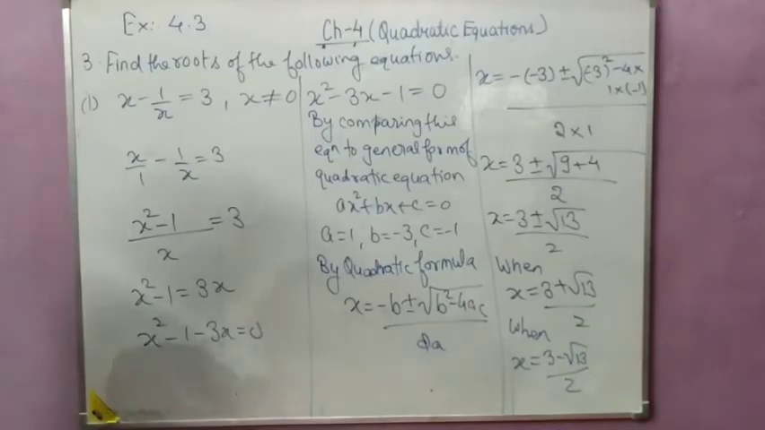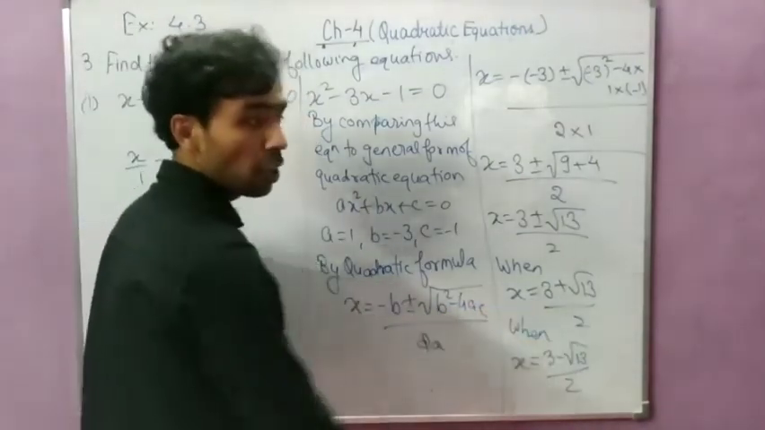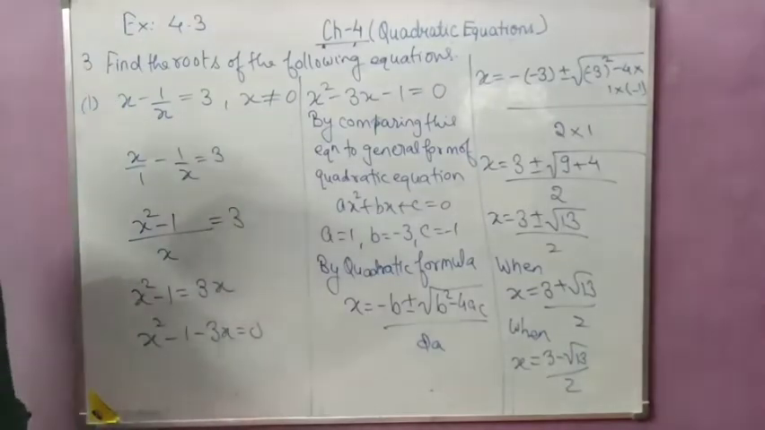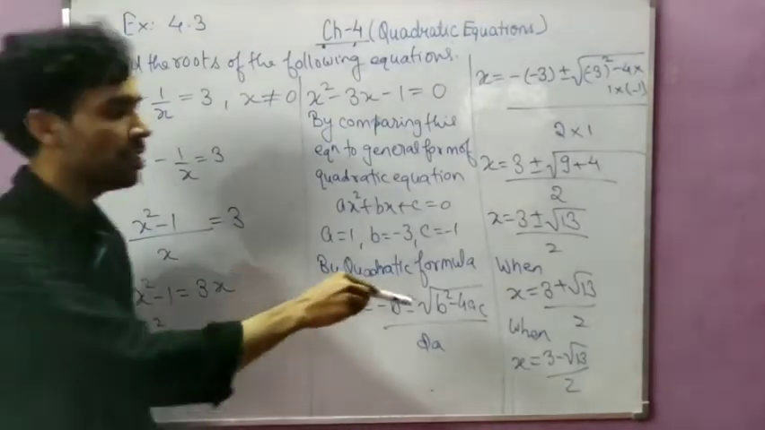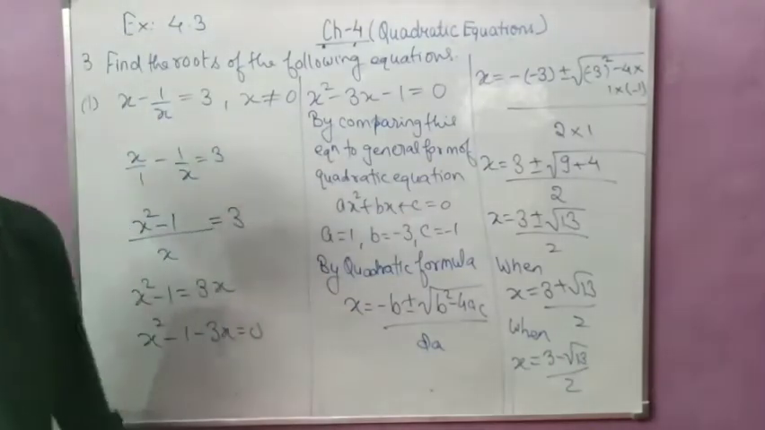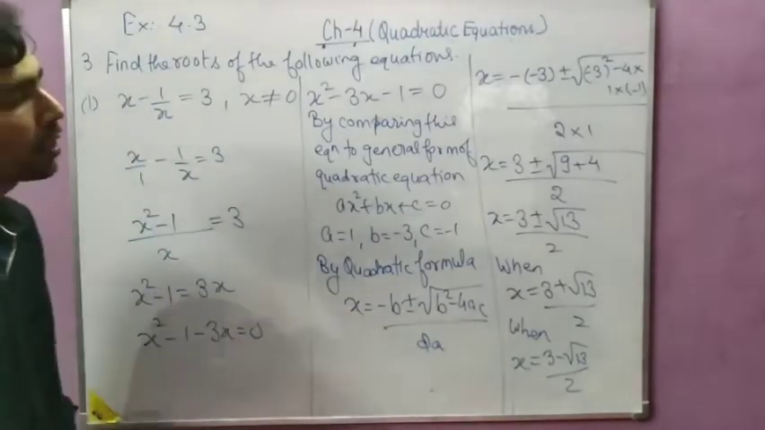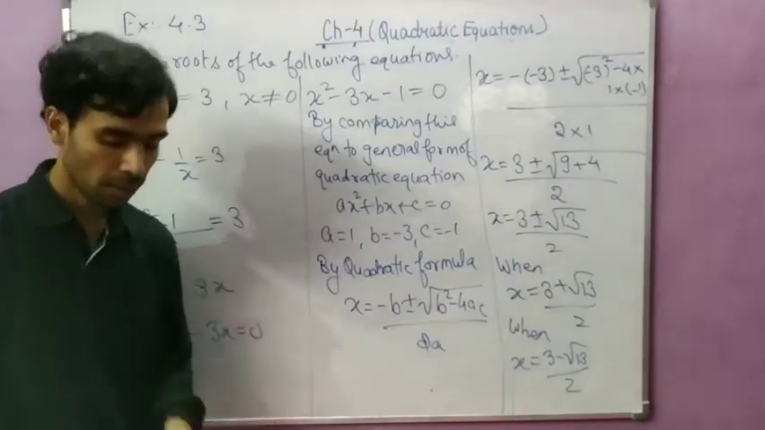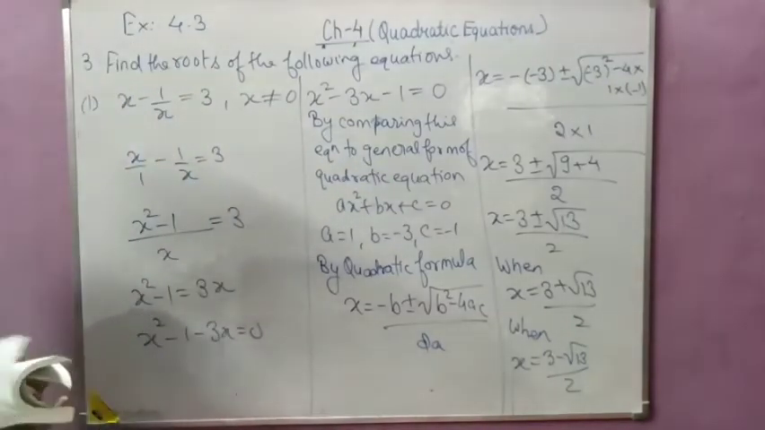Two values of x are, first is 3 plus under root 13 by 2 and second is 3 minus under root 13 by 2. And in the answer what you will write? x equal to this comma this. Okay, so this will be your answer. Both values we have calculated, because it is a quadratic equation, so we will get two values of x. So by that you can solve this type of question.